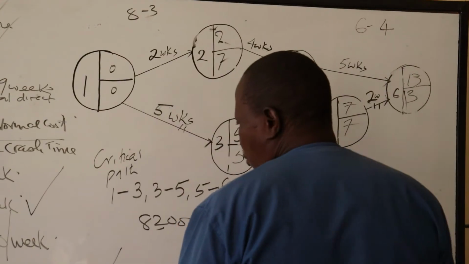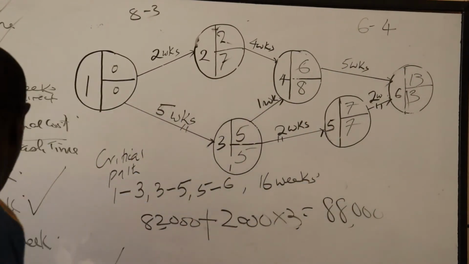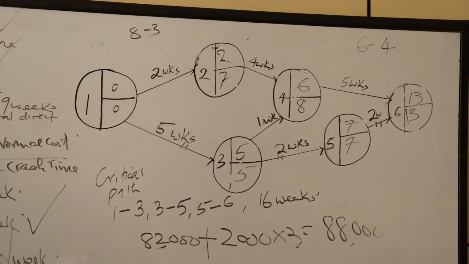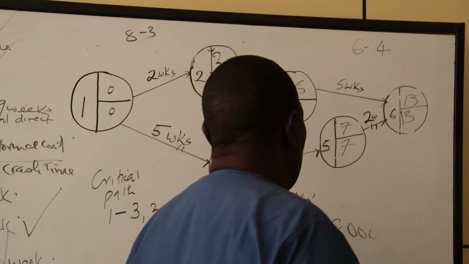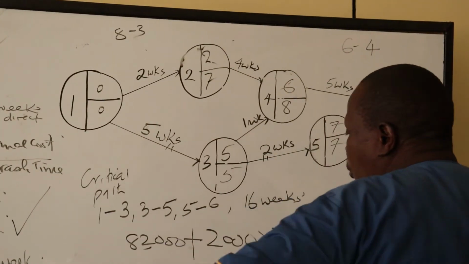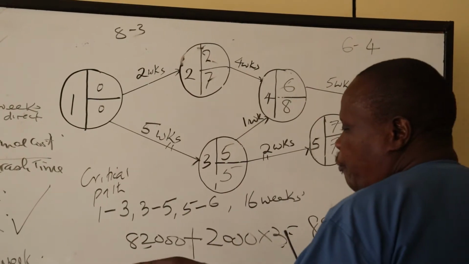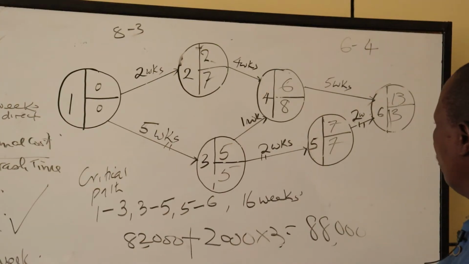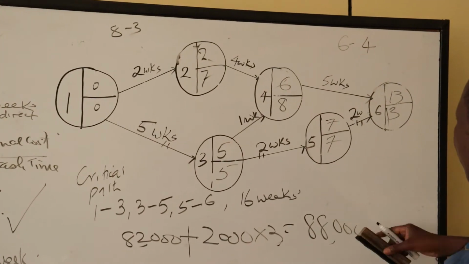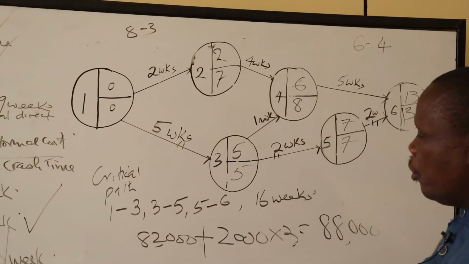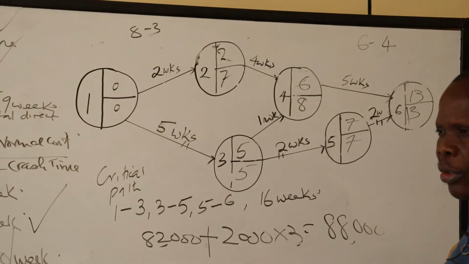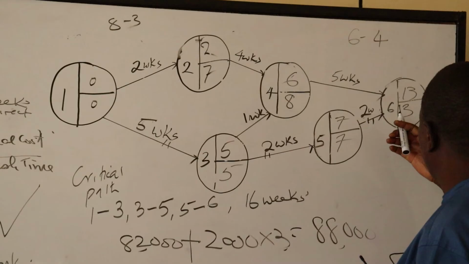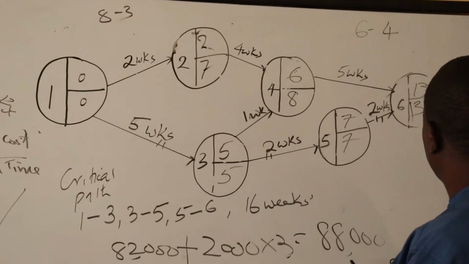6 minus 4, no, 6 minus 2 is 4. That is, we take that 4, we now reduce, because 4 weeks are the time available for crushing of activity 5 to 6. Then 6 minus that 4 weeks which are available for crushing, it is now reduced to 2 weeks. Then we draw another network.